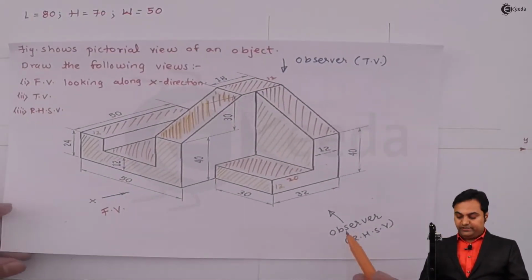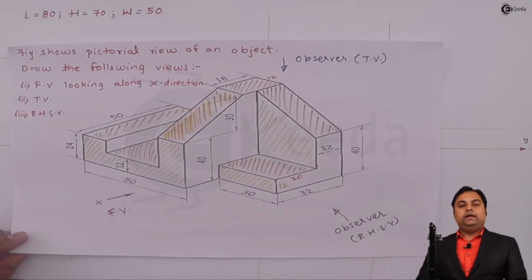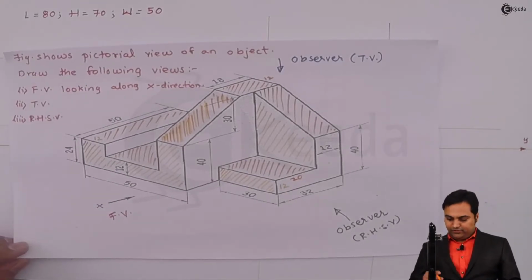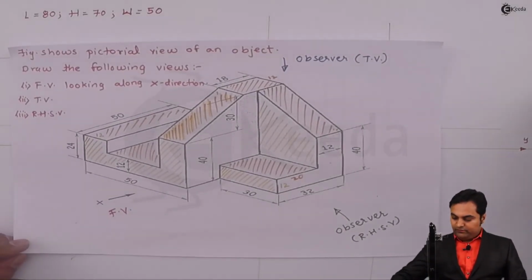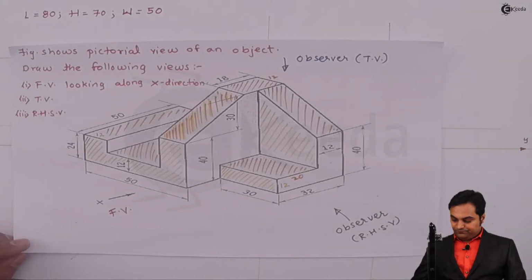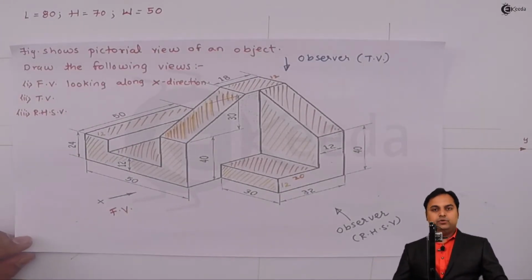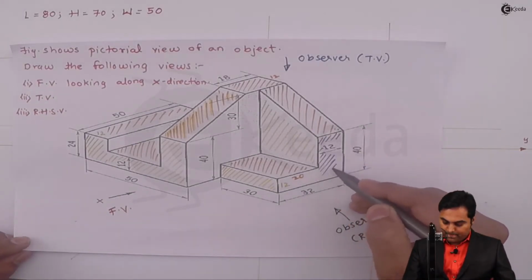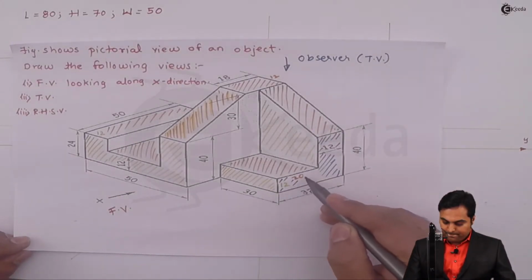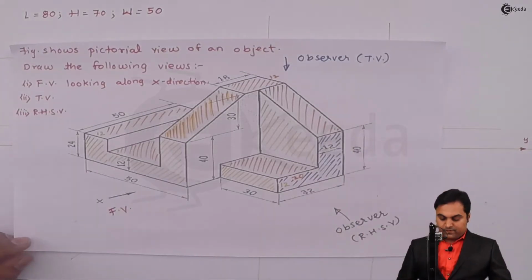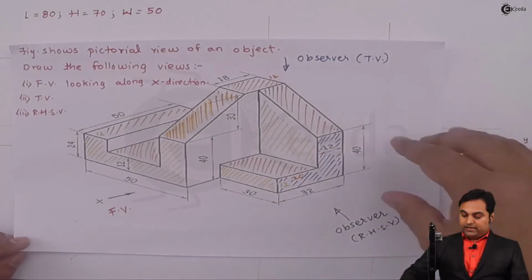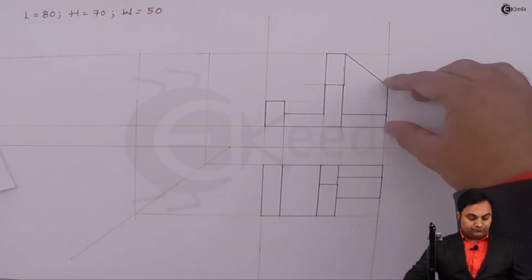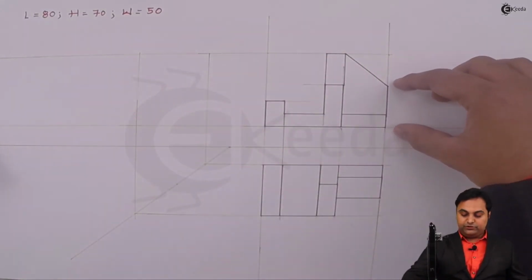Next we need to get the side view, that is the right hand side view. And as I explained, right hand side view will be on left hand side by first angle method of projection. So when we are looking from side, then the first thing which is visible to us is this portion. Now the height of this portion, I can get it directly from the front view, which is 40 here.